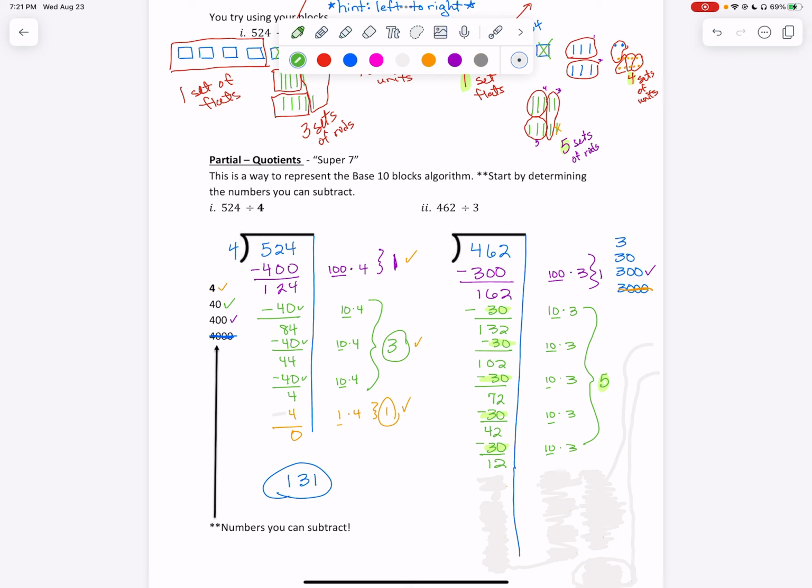So that part is done. Okay. So now I've got 12 left after I subtracted 30 5 times. I've got 12 left. So that's why I can't subtract 30 anymore. I don't have enough. So now I'm going to subtract 3. And I'm going to subtract it. Let's see how many times I'm going to subtract it. 1, 2, 3, 4. So my final answer is 154, right? 154.